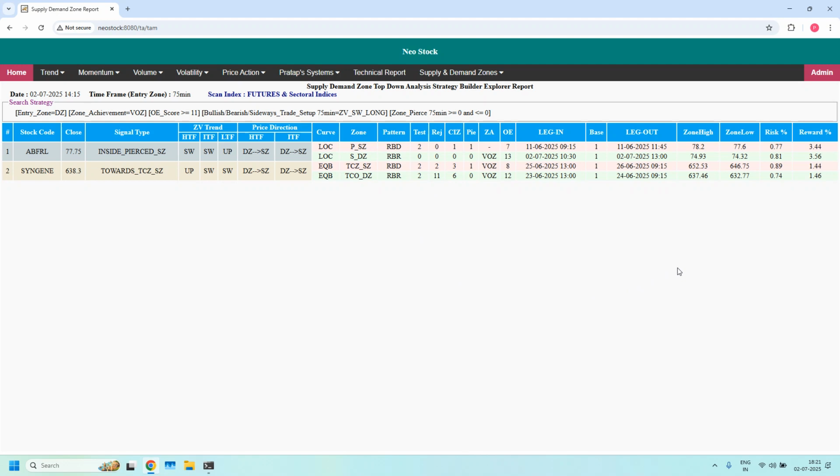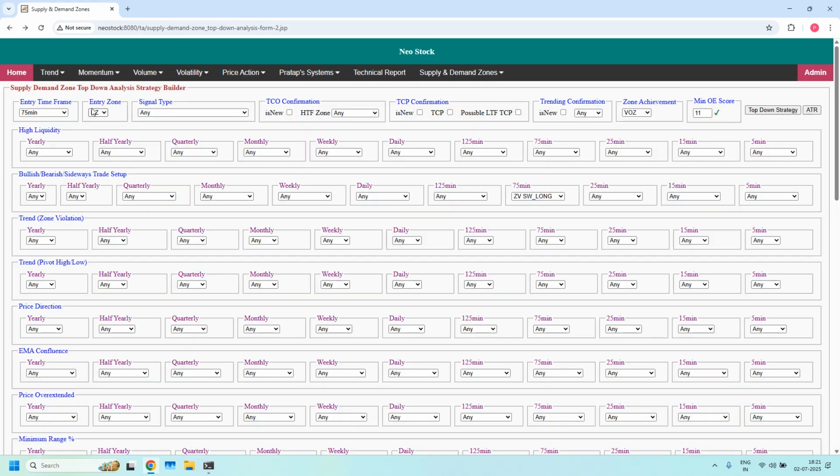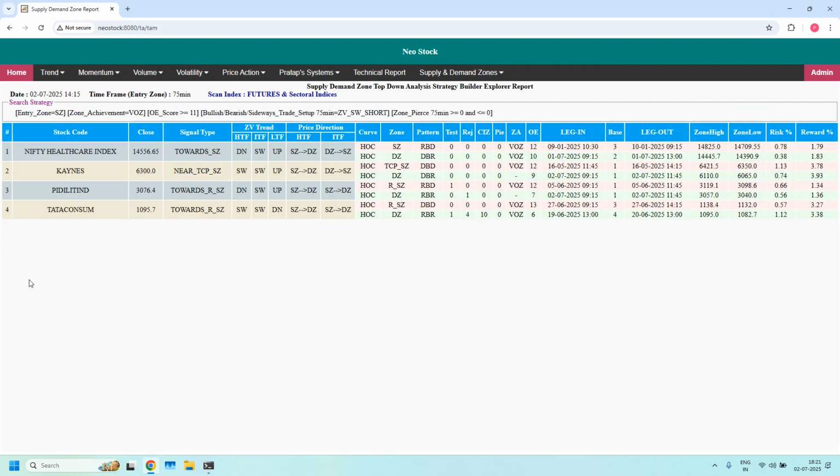Okay, next we will look into sideways short trade setup for weekly income trade. The changes are 75 minutes supply zone. Here sideways short trade setup. Let's filter. We got four stocks supporting sideways short trade setup for weekly income trade, and entry time frame zones are 75 minutes supply zone. See, this is already tested once. So total 4 stocks are filtered.